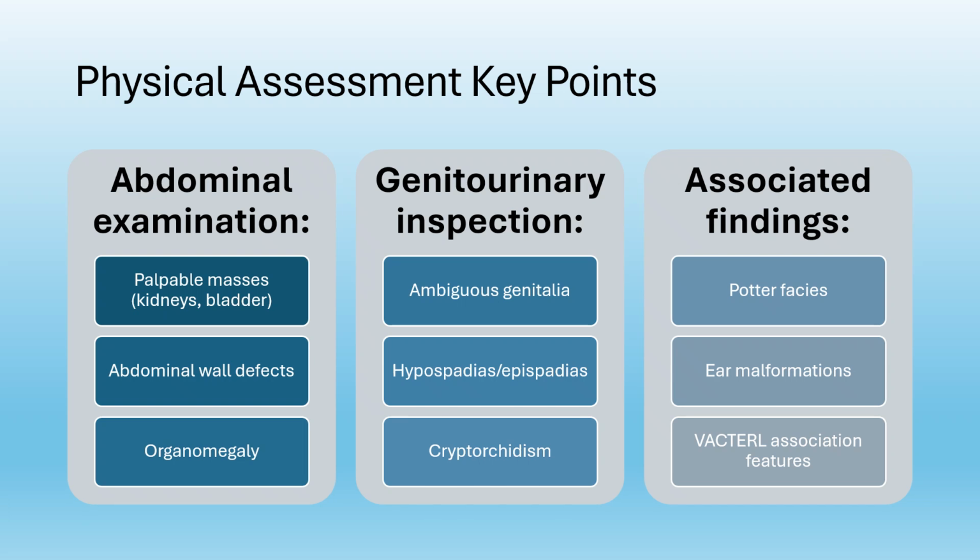Physical examination of the renal system requires both systematic technique and recognition of subtle associations. Each finding connects to underlying pathophysiology in ways that guide our diagnostic approach. The abdominal examination centers on detecting masses, and here's a crucial principle. Abdominal masses in newborns are renal until proven otherwise.